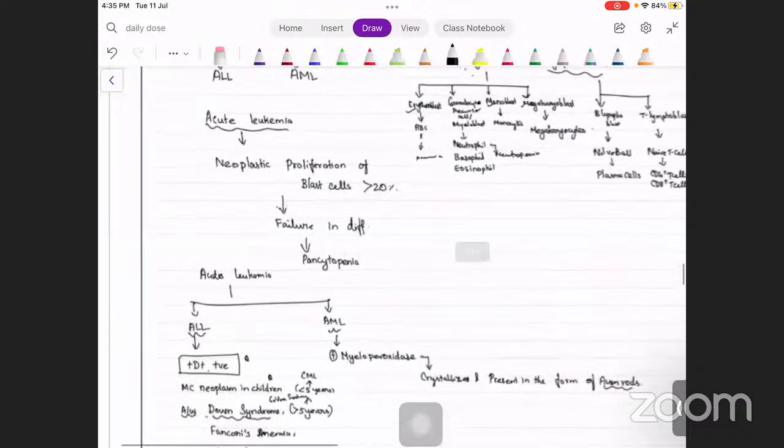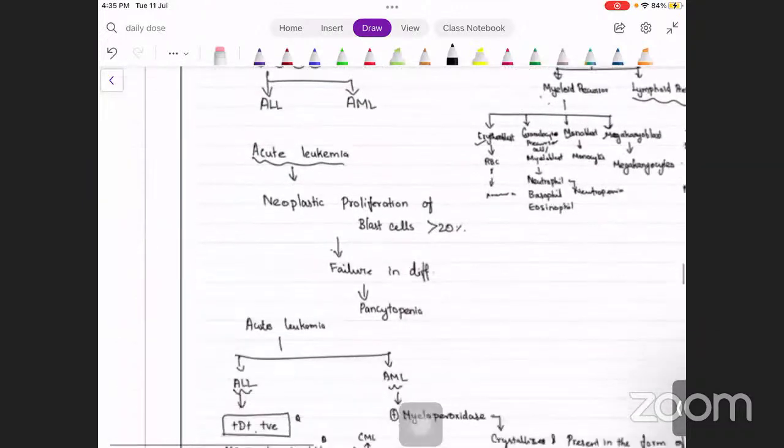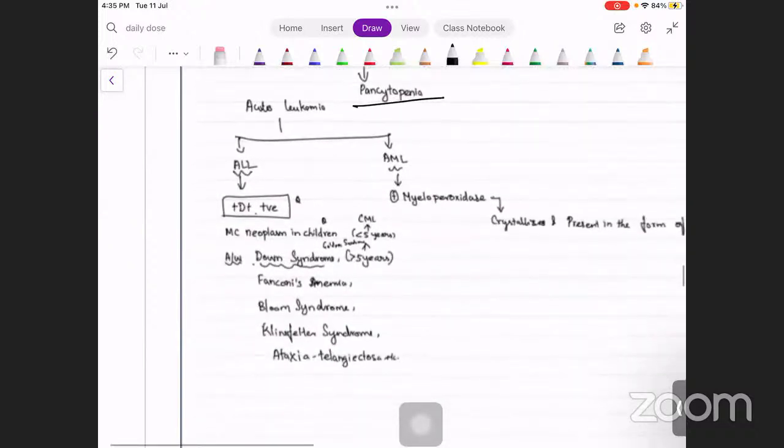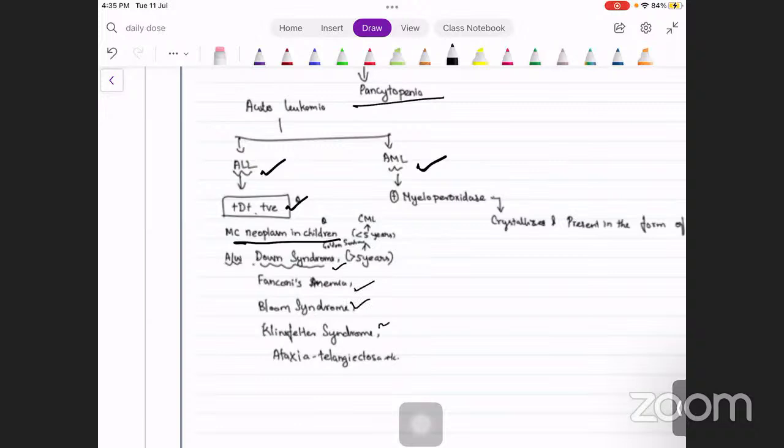Then you have leukemia and lymphoma. Speaking about leukemia, it is a neoplastic proliferation of blood cells with over 20% blasts, where failure in differentiation could lead to pancytopenia. Acute leukemia could be ALL or AML depending upon the origin. ALL is TdT positive and is the most common neoplasm in children, associated with Down syndrome, Fanconi's anemia, Bloom syndrome, Klinefelter syndrome, and ataxia telangiectasia.